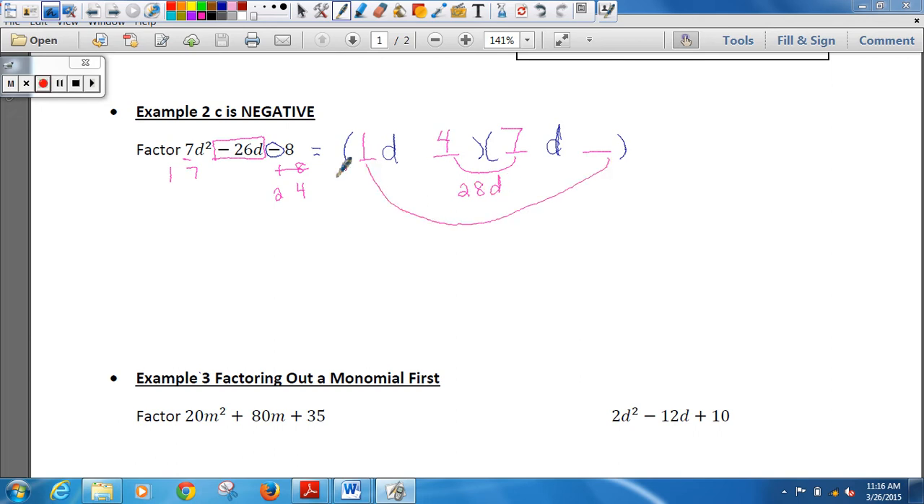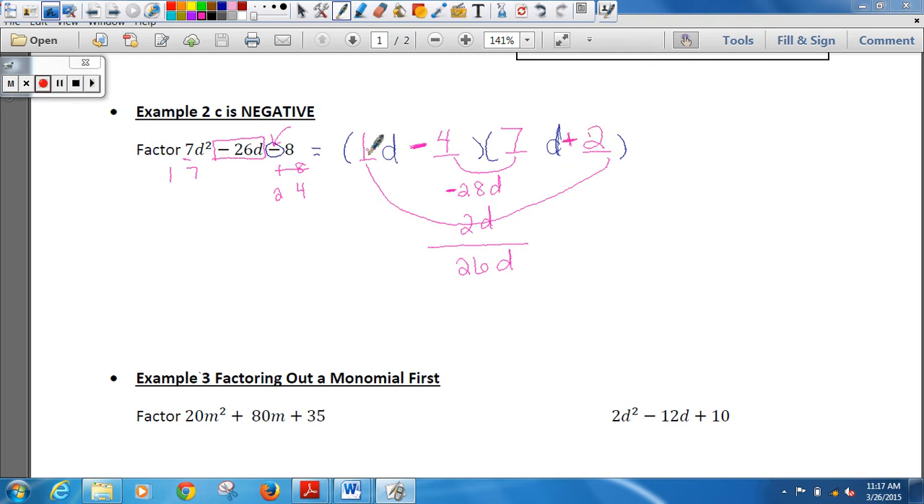If I use 4, the factor that goes with it is 2. 1D times 2 is 2D. That would subtract and give me 26D. And the reason I subtracted this time is because my signs are going to be different, since the second sign is negative. Well, I need it to be a negative 26. So that means I need this to be a negative 28. So this needs to be a negative 4. And this one would be a positive 2.